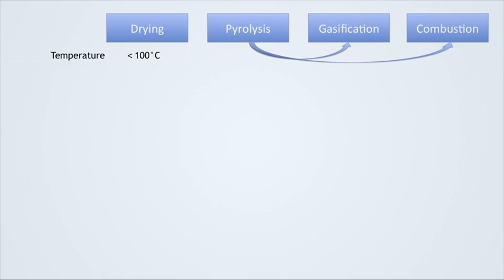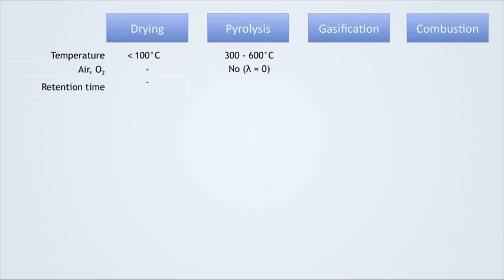Pyrolysis occurs when biomass is thermally decomposed at temperatures between 300 and 600 in the absence of oxygen. The absence of oxygen can also be explained by lambda, which is the little figure that you see there. Lambda is the ratio between the oxygen supplied to the thermal process and the oxygen required stoichiometrically for complete combustion of all organic compounds. In this case, therefore, lambda is 0.